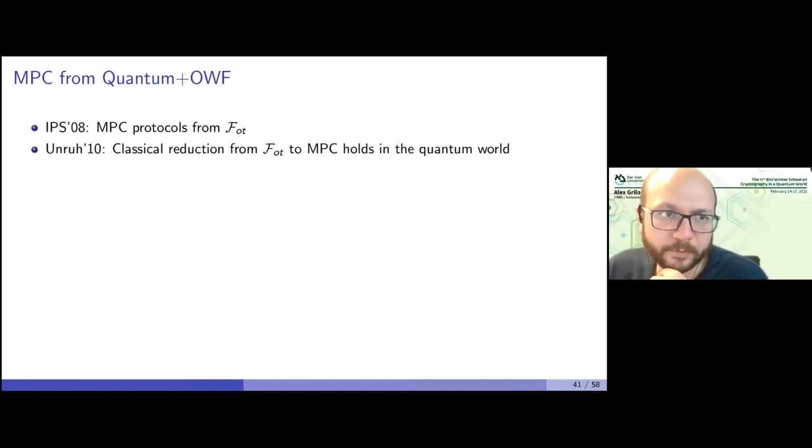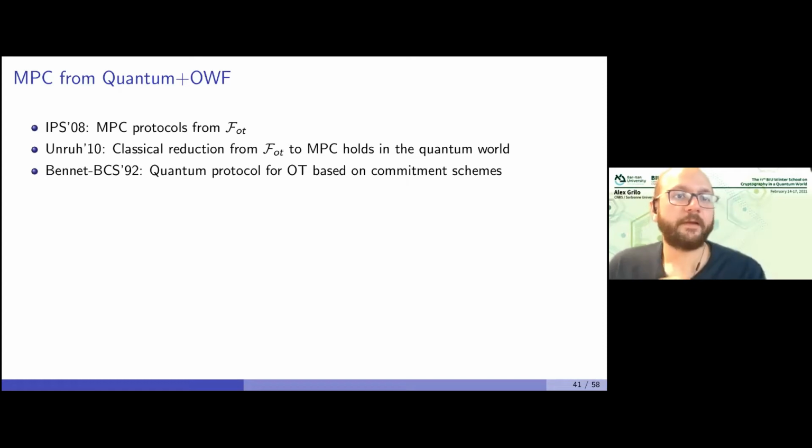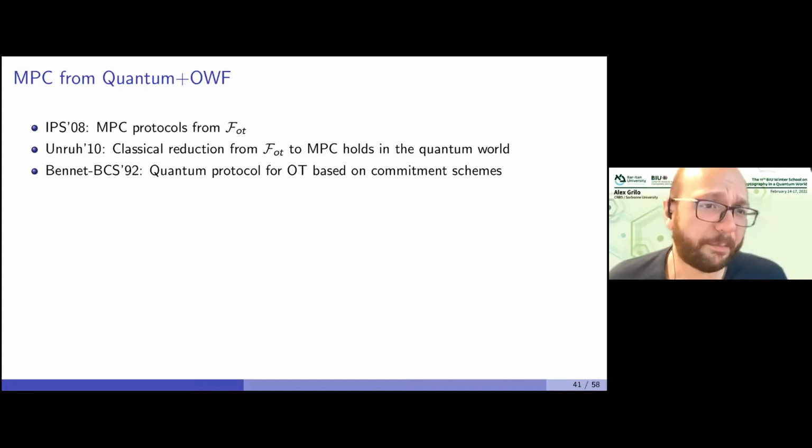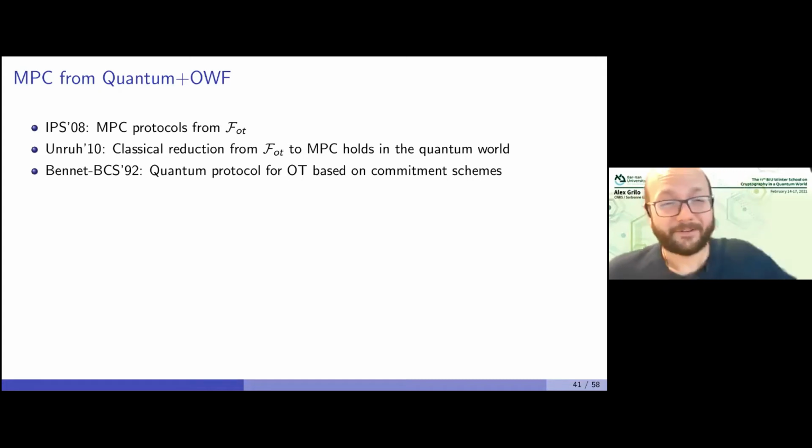As I said, Uru then showed that this classical reduction from FOT to MPC also holds in the quantum world if you can implement FOT against an arbitrary quantum adversary. And then quantum enters the room. So Bennett, Brassard, Crépeau, and, I don't remember the last name, sorry.